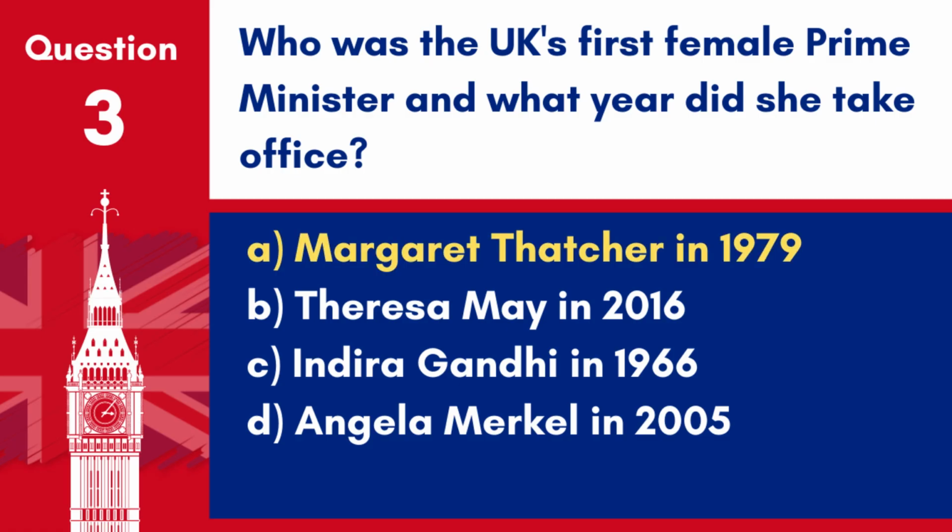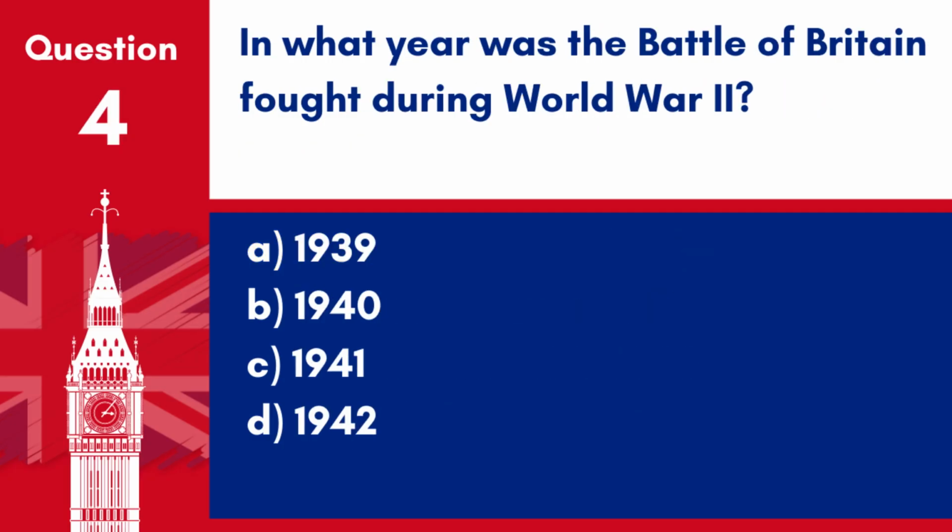Answer. A. Margaret Thatcher in 1979. Margaret Thatcher became the UK's first female Prime Minister when she took office in 1979, leading significant economic and social reforms. Question 4. In what year was the Battle of Britain fought during World War II?